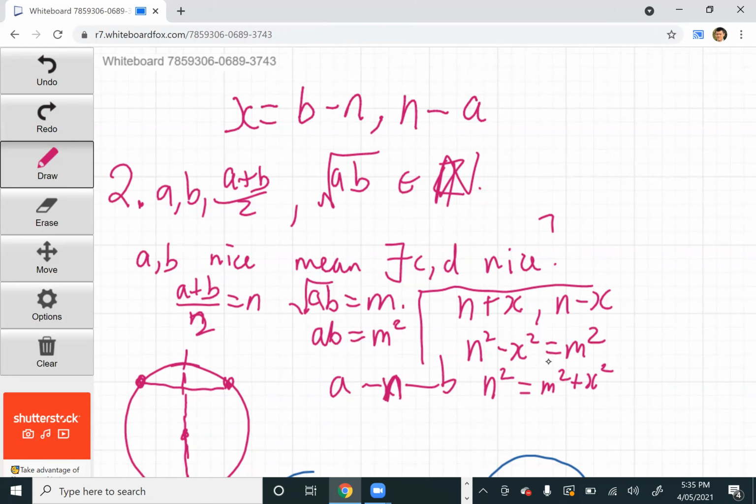Why can't x be 0? Because if x is 0, then a and b are both n. And they're the same, and it says distinct. Oh. Okay, so we need a distinct pair, so that means x is not 0, right? Yeah, so m is strictly less than n. If m is strictly less than n, then n minus m will be positive. So that works. And m plus n is obviously positive.